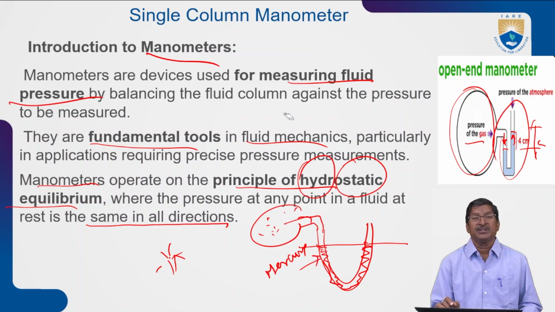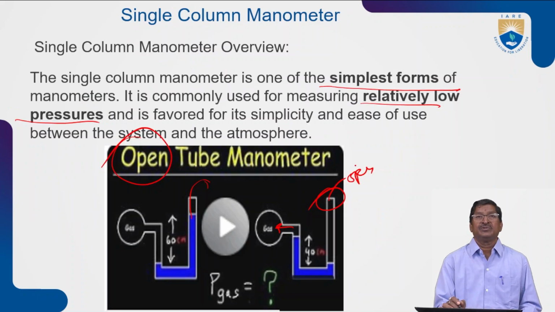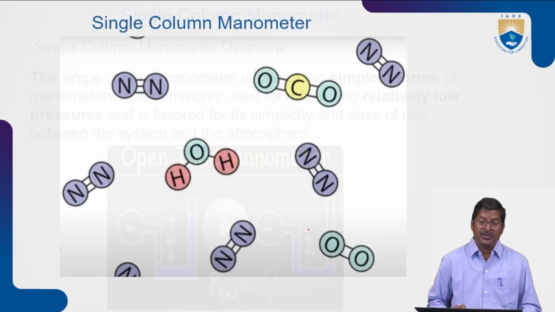That means the pressure is the same in all directions whenever the fluid is at rest, not when it is moving. And this is the simplest form, so you can easily measure the difference. It is also called the open tube manometer because one end of the U-tube is open and the other end is connected to the system.